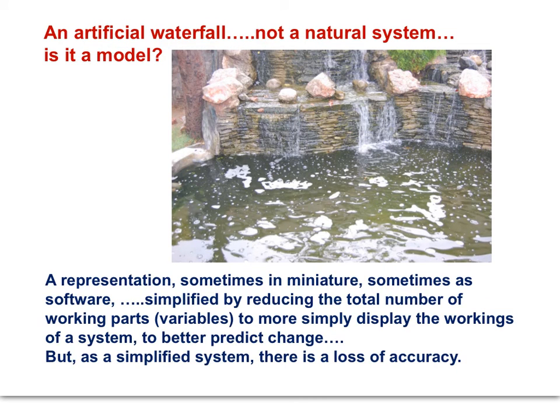The school pond is a system, a smaller, open system, yet the school pond also serves as a model of reality, a simplified version of reality, sometimes in miniature, sometimes as software, simplified by reducing the total number of working parts or variables, to more simply display the workings of a system, to better predict change. But, as a simplified system, there is a loss of accuracy.